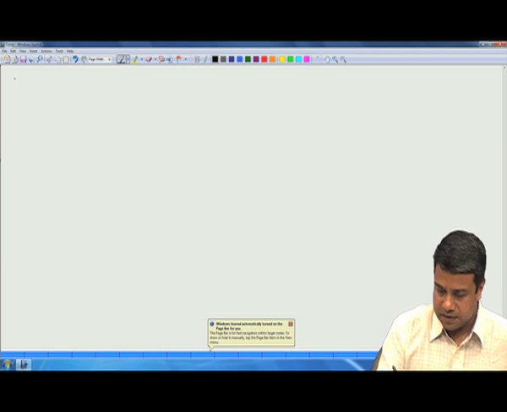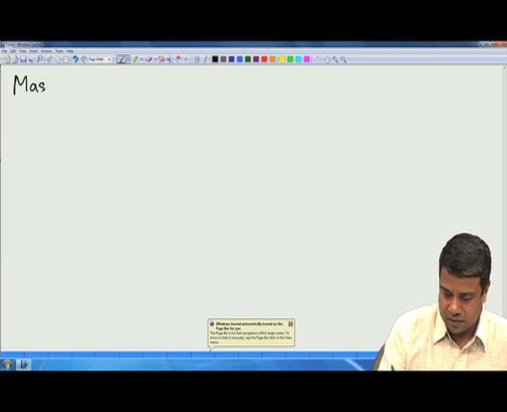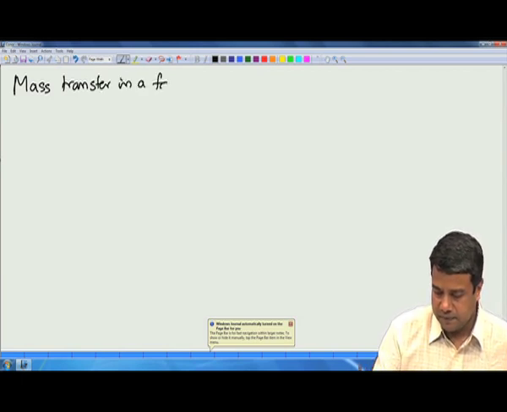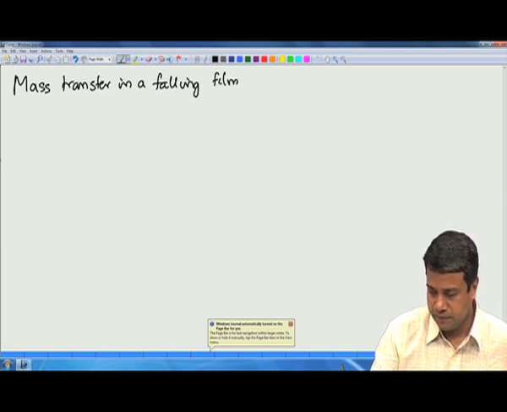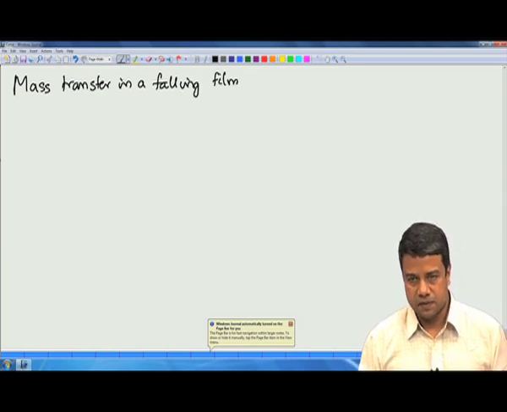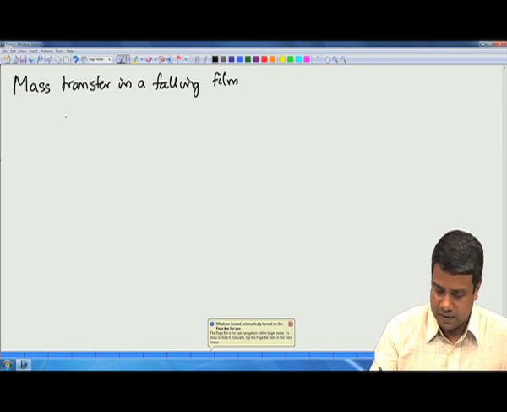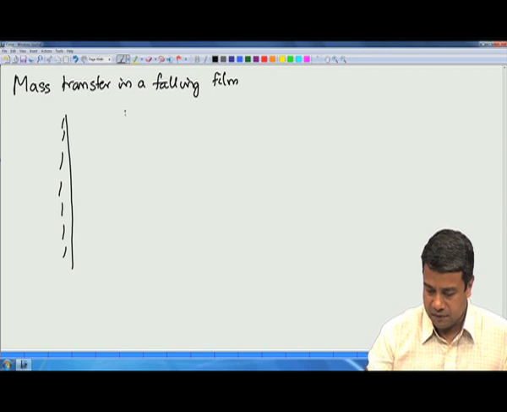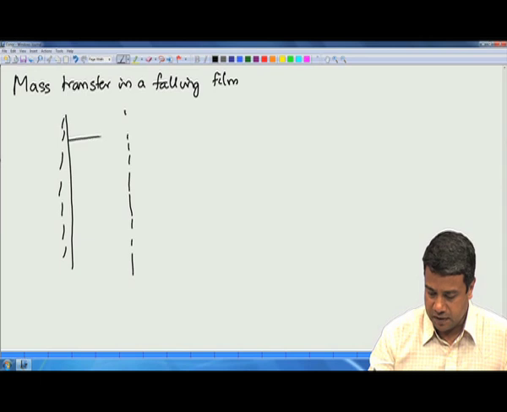And that problem is mass transfer in a falling film. Okay. This is an industrial process. So, what happens is that you have some wall, along which you have a fluid that is flowing downwards. The fluid is flowing downwards with some particular velocity field.